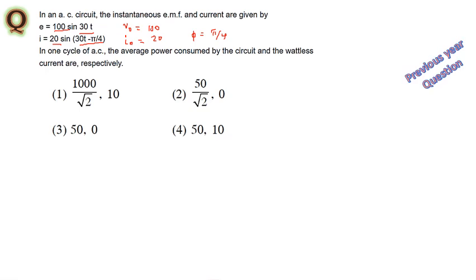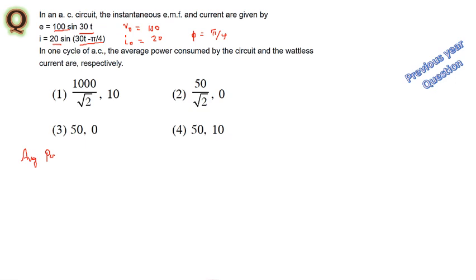In one cycle of AC, see what they have given: the average power consumed by the circuit and the wattless current. Let me tell you what we mean by average power and wattless current. In this case, the first one is average power.